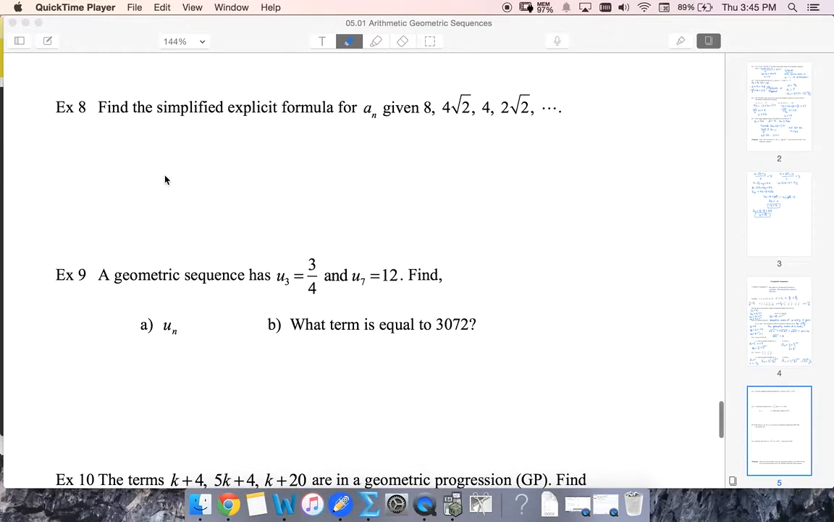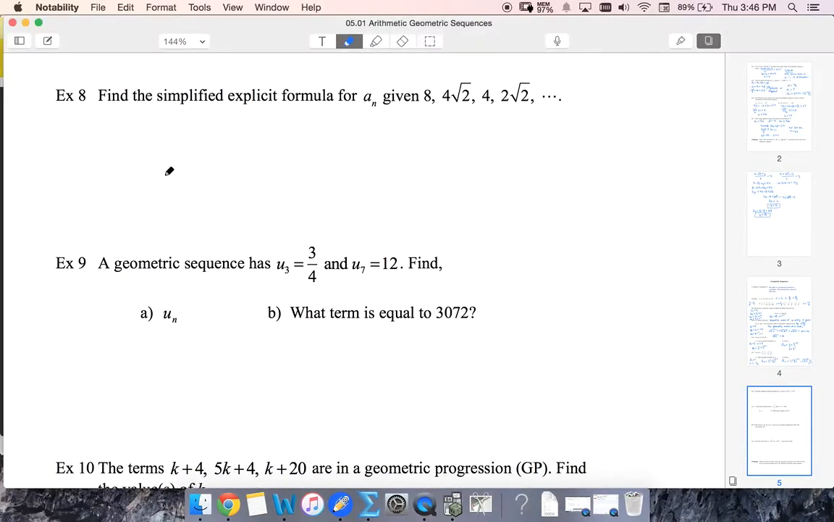All right, here we are finding the simplified explicit formula for this more complicated series. So simplified, I'm going to try and get it as simple as possible. I see that my first term is 8. It looks to me like I'm halving and multiplying by square root of 2 each time. So let's check that. My assumption is r is equal to root 2 over 2. So 4 root 2 divided by 8, that does equal root 2 over 2.